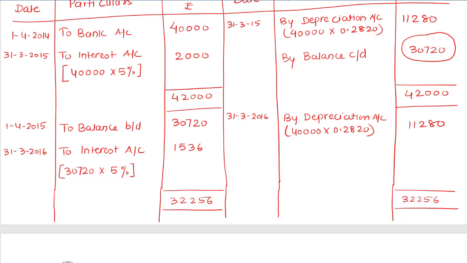32,256 minus 11,280. Do it on your calculators quickly. So it is 20,976, by balance carried down. I believe it is clear to all of you.